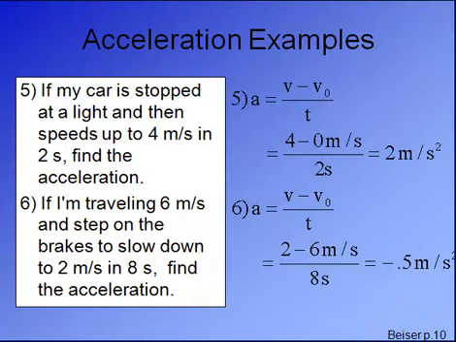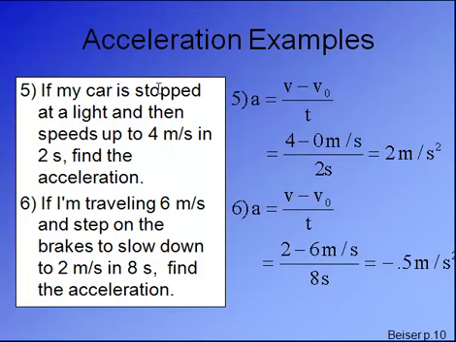Let's do some example problems here. Number 5, if my car is stopped at a light and then speeds up to 4 meters per second in 2 seconds, find the acceleration. Okay, looking for acceleration, so we whip out the acceleration formula right there. I'm looking for V, V naught, and T. And I go through my problem.